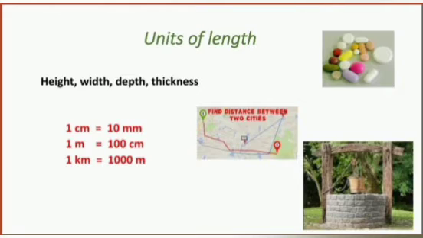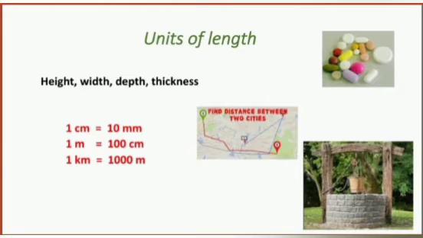For example, the thickness of a medicinal tablet can be measured by millimeters. The smallest unit is the millimeter. Then the height of a wall can be measured by meters. To measure the distance between two cities, we are using kilometers, a larger unit. Then we will see the relationships between those mentioned units.